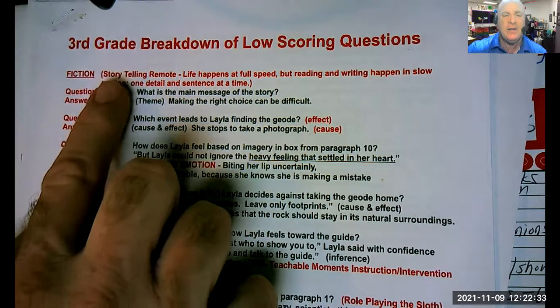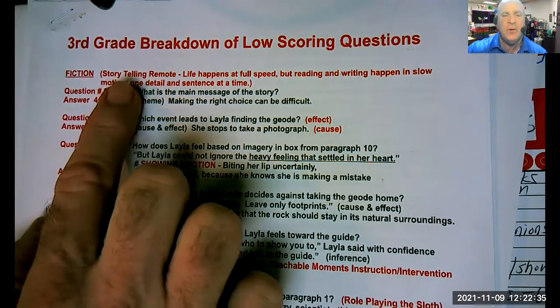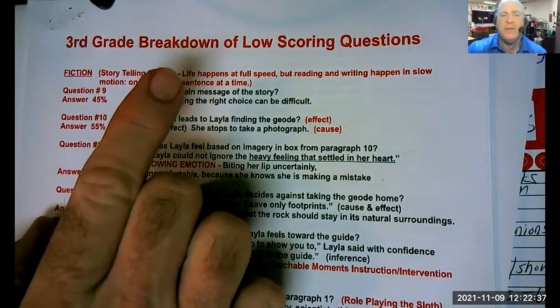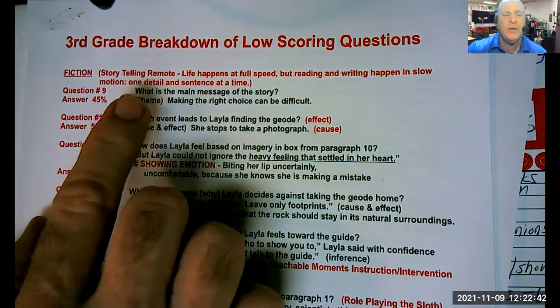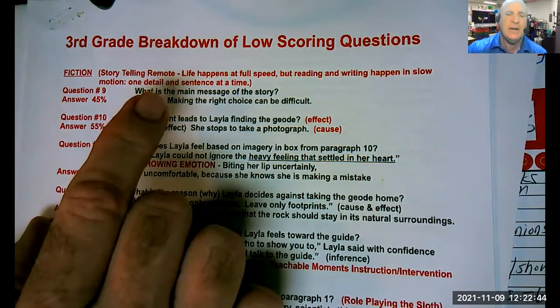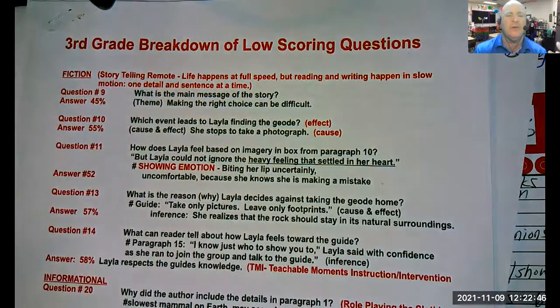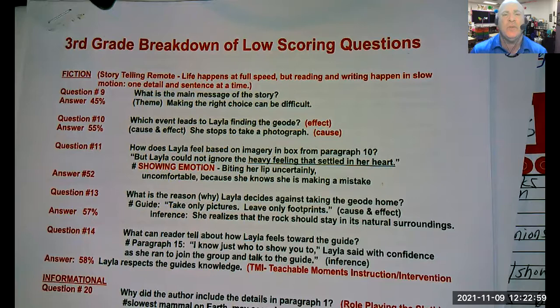And I highly suggest that you get my storytelling remote because life happens at full speed, but reading and writing happens in slow motion, one detail at a time. And so it has all the buttons of the remote. And so what we're going to do is fast forward on the remote to the important events, and we'll push pause and do some teachable moments.